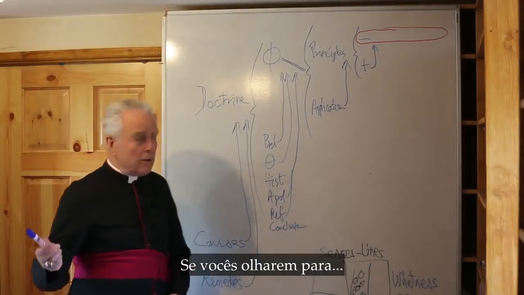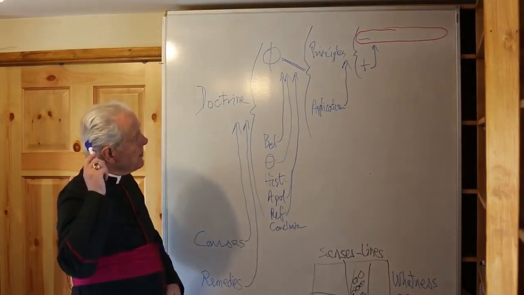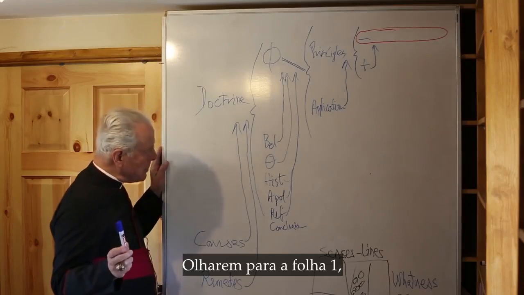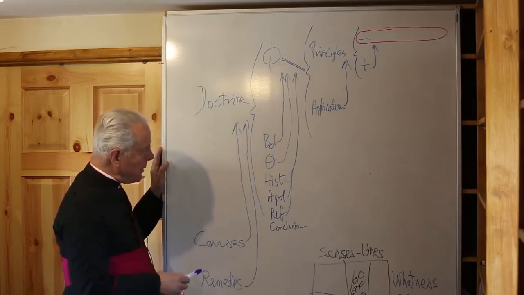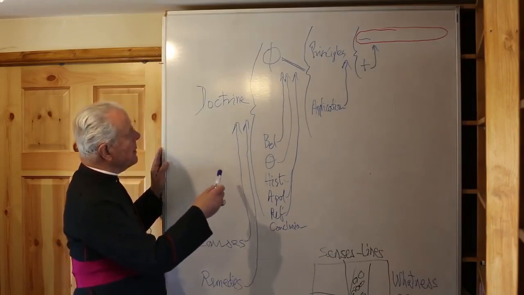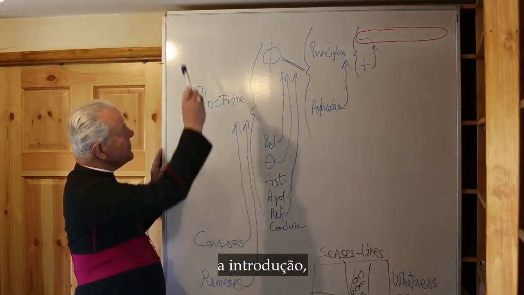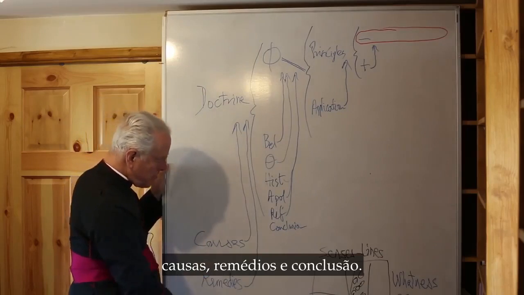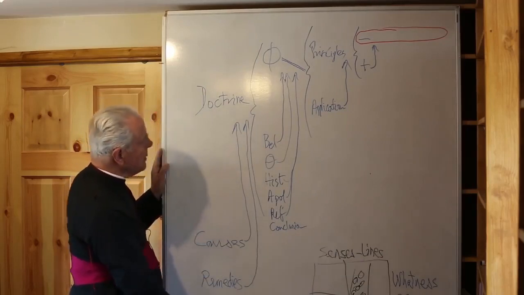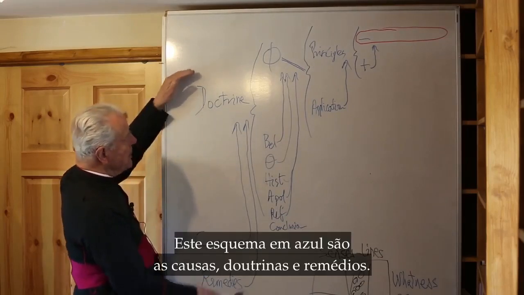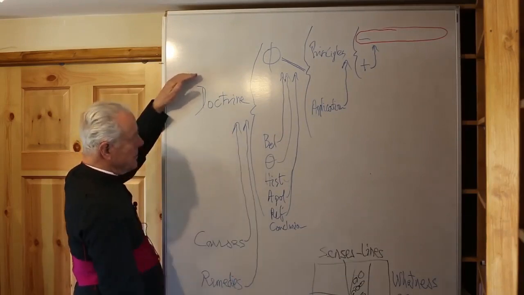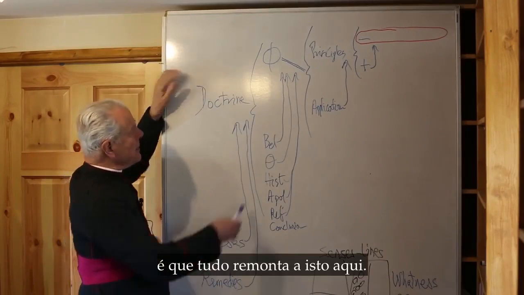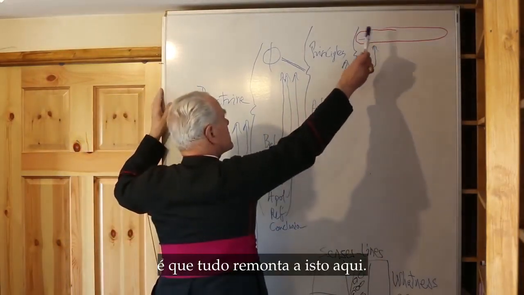If you just have a look at what I was saying yesterday, look at sheet 1, and you've got there the introduction, doctrine, causes, remedies, and conclusion. Okay, now this chart in blue is doctrine, causes, and remedies. And what this chart in blue shows is that everything comes back to this.